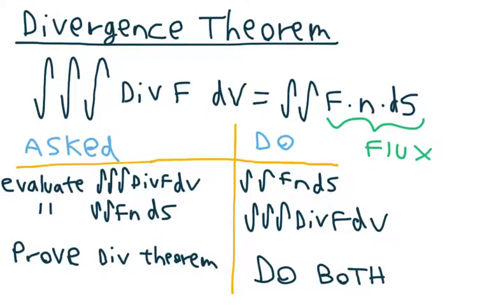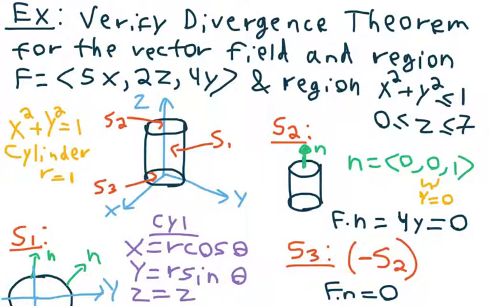Let's look at an example. Here we are told to verify the Divergence Theorem for the vector field and region F = ⟨5x, 2z, 4y⟩, and the region x² + y² ≤ 1, and z is between 0 and 7. Just by looking at x² + y² = 1, we can tell that this is the equation of a cylinder of radius 1 pointing in the z direction. So we can plot it out over there in our graph.